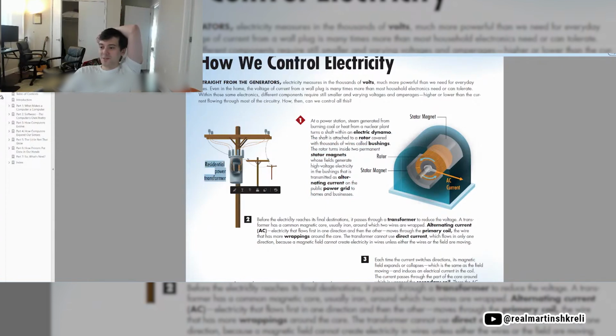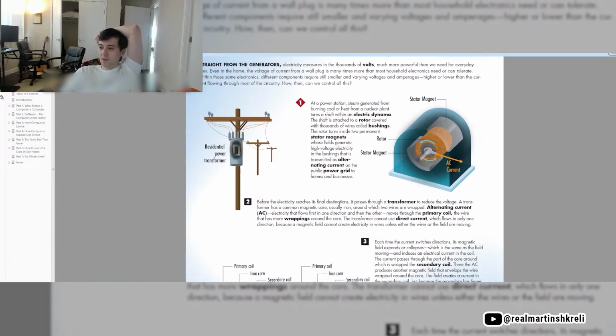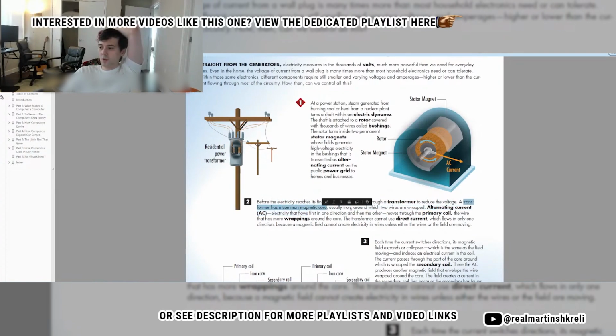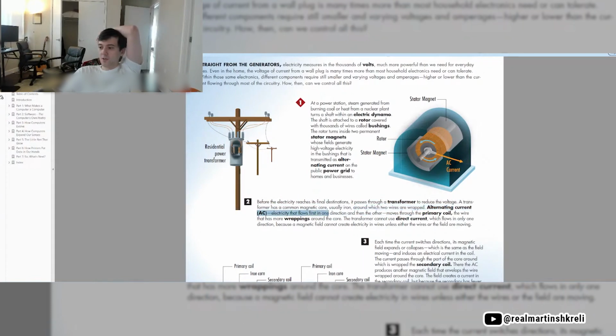There's the residential power transformer. Before the electricity reaches its final destinations, it passes through the transformer to reduce the voltage. A transformer has a common magnetic core, usually iron, around which two wires are wrapped. Alternating current, electricity that flows first in one direction and then another, moves through the primary coil, the wire that has more wrappings around the core.